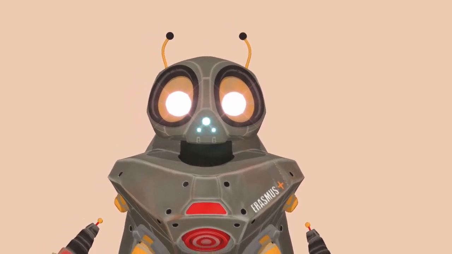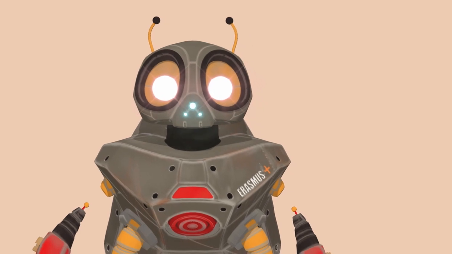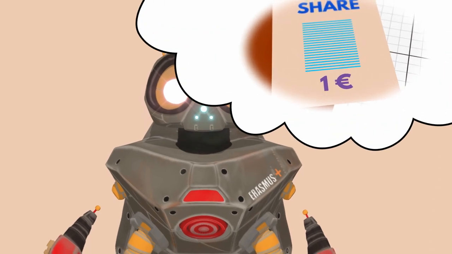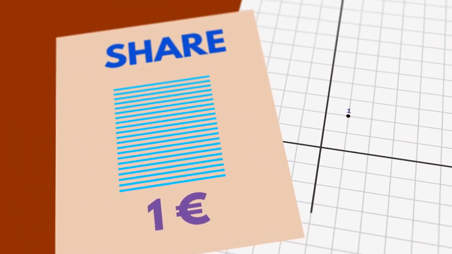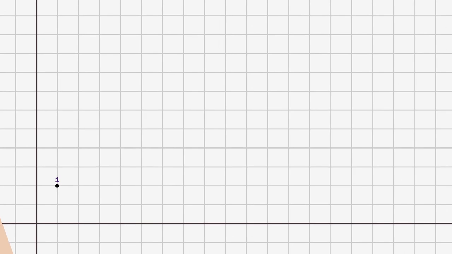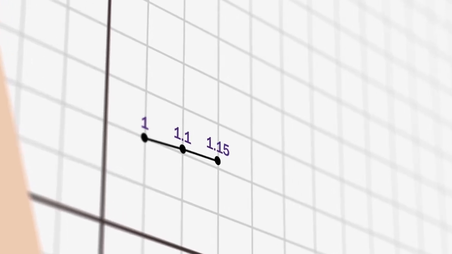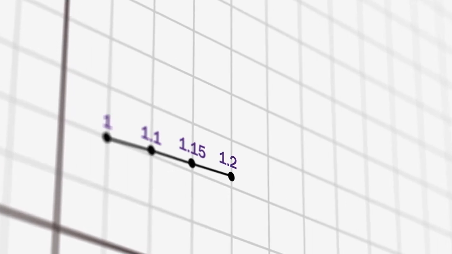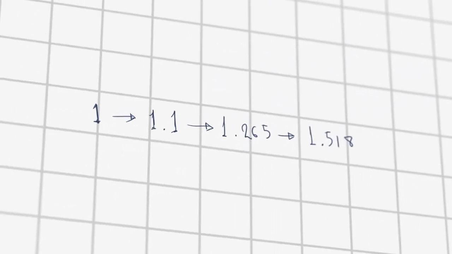The geometric mean is used to calculate the average percentage change. For example, let us assume that one share worth 1 euro earns the first year 10%, that is 1 euro becomes 1.1, the second year 15%, 1 euro becomes 1.15, and the third year 20%, that is 1 euro becomes 1.2. The figure below shows that at the end of the third year, 1 euro will have become 1.518, that is, we will have a total increase of 0.518 euros.